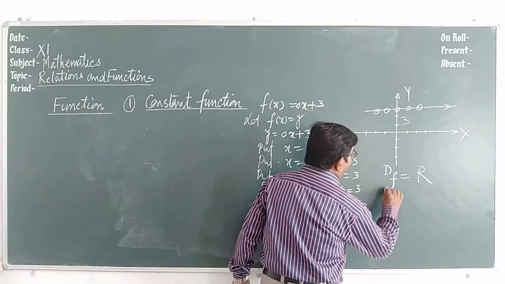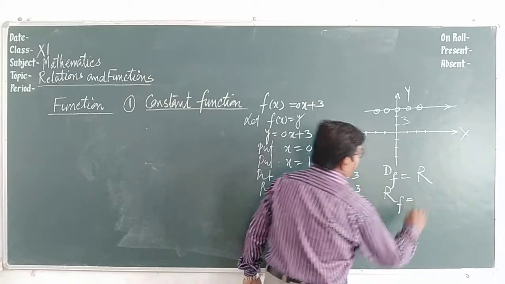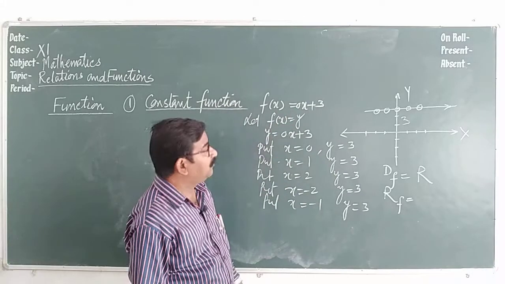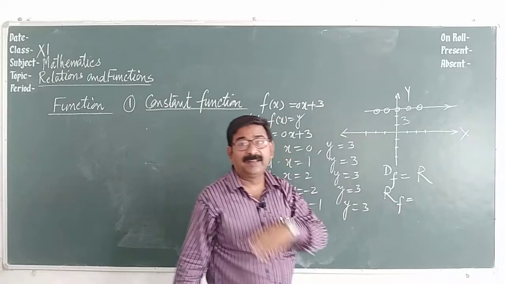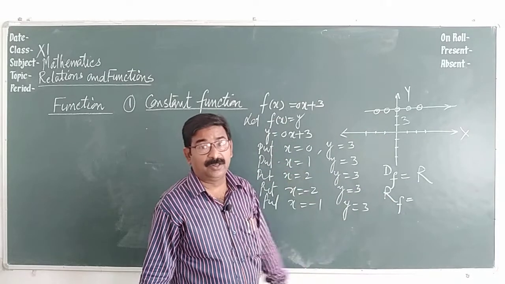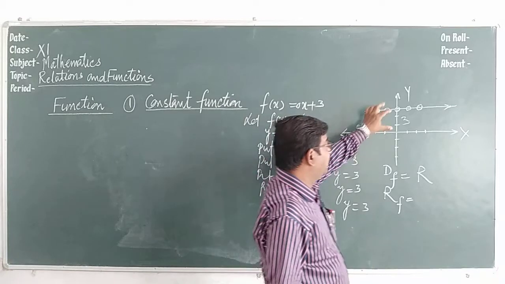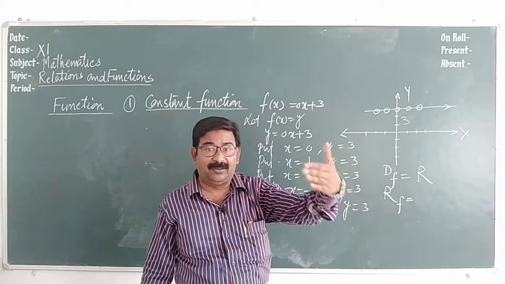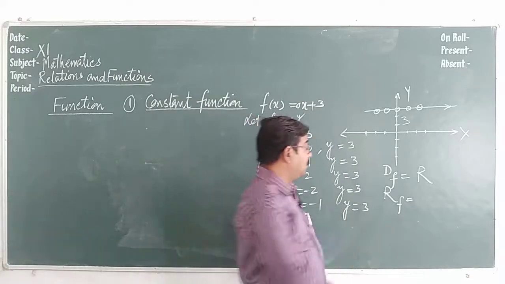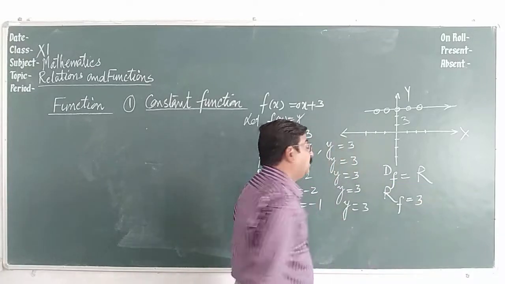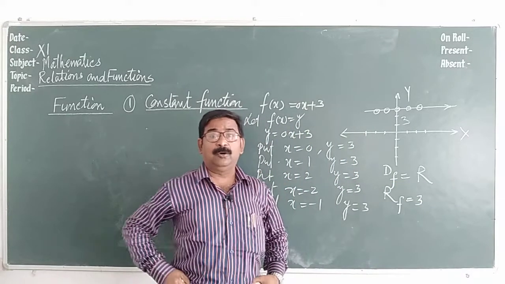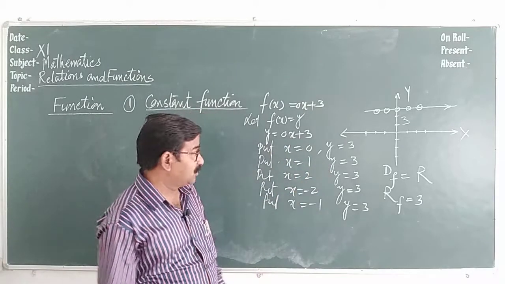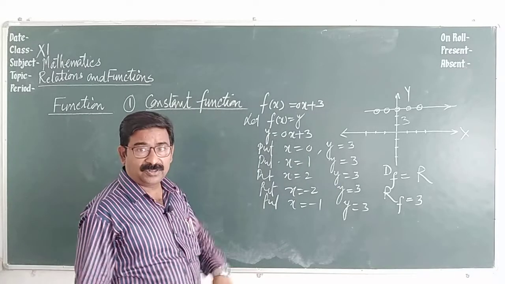And the range of the function: for every value of x, we have the same value of y, that is 3, and that is constant. So what is the range of this function? The range of this function is 3, meaning it cannot go beyond 3 or come before 3. So the range of the function is 3 and the domain of the function is all real numbers. This is how we identify the domain and range of functions. So this is all about the constant function.